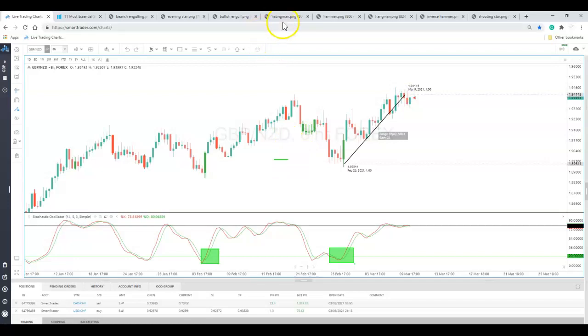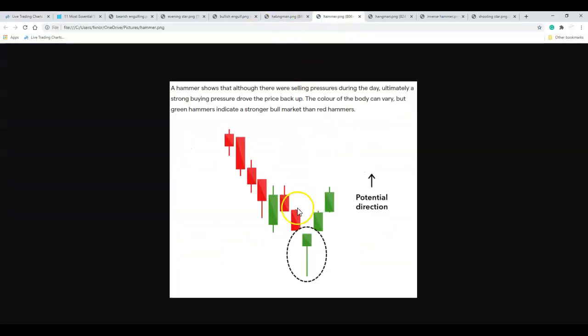Okay, the next candle is a hammer. Okay. Hammer shows that although there was selling pressure during the day, ultimately a strong buying pressure drove price back up. So the color of the body can vary, but the green hammer indicates a stronger bullish market than a red hammer. So let's see if we can find hammers.